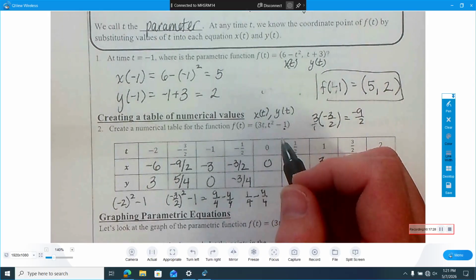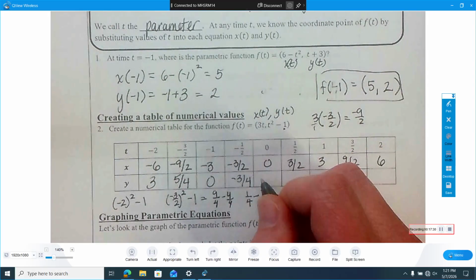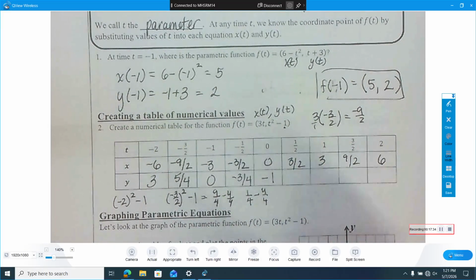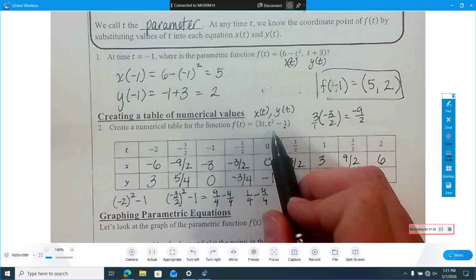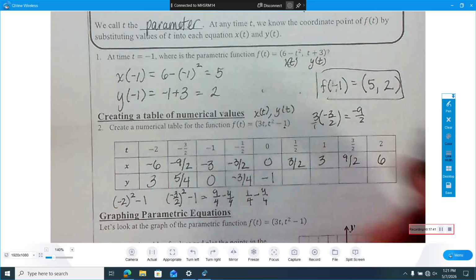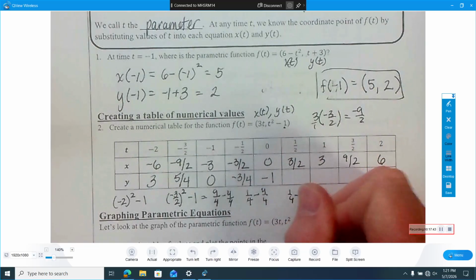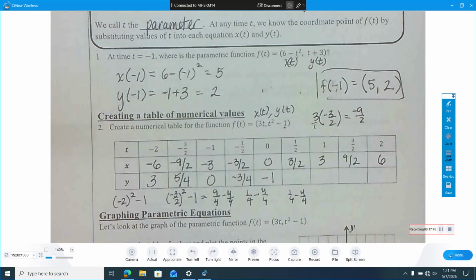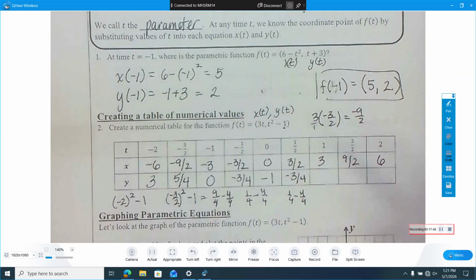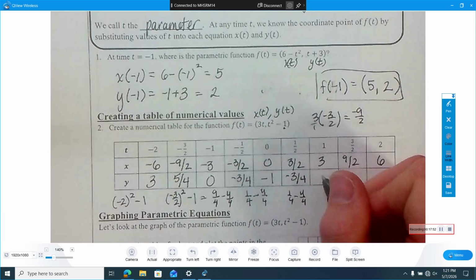Plugging in a 0. -1. Very good. 0 squared is 0 minus 1, -1. And again, plugging in 1/2. 1/4 minus 4/4 is -3/4. Again. Plugging in a 1. 1 squared minus 1 is 0.